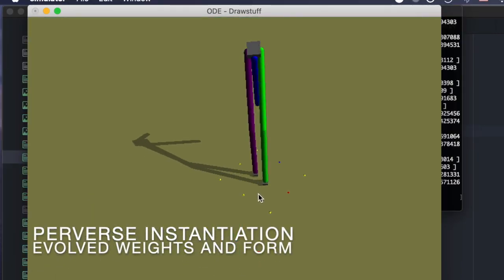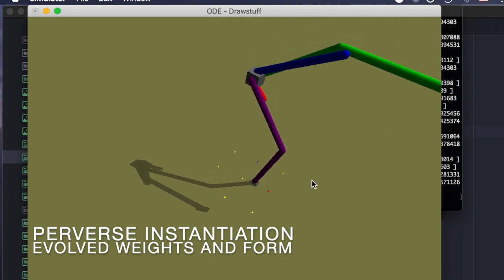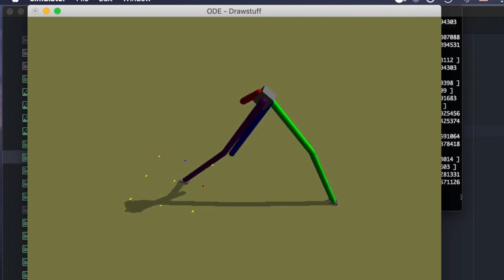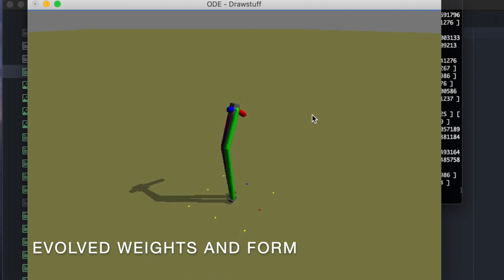It's also really susceptible to perverse instantiation. You get big jumping behavior maybe 1 out of every 5-ish runs. This one, it just holds its body in the air to satisfy that fitness function.